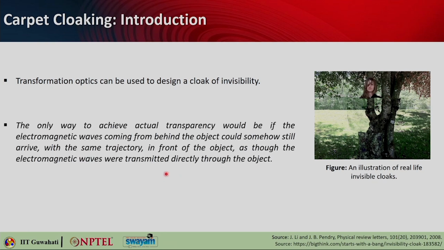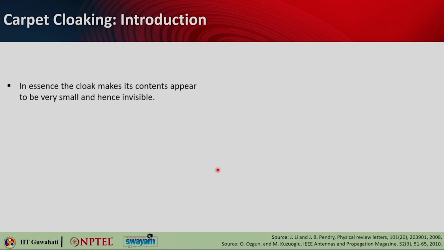So, to put it forward, the only way to achieve actual transparency would be if the electromagnetic waves coming from behind the object could somehow still arrive, with the same trajectory, in front of the object as though the electromagnetic waves were transmitted directly through the object. So, that is the way you can achieve invisibility. The object, though it is there, passes all the waves coming from behind it to the front. Whatever manipulation you do around the object is a different matter, but the rays will look as if there is no object present. So, this is how you can realize invisibility.